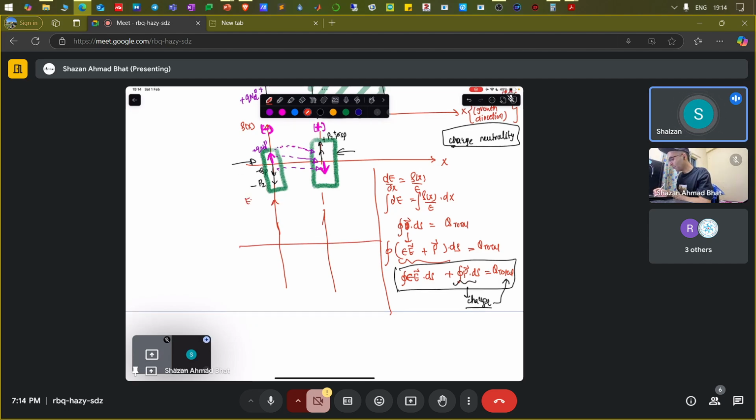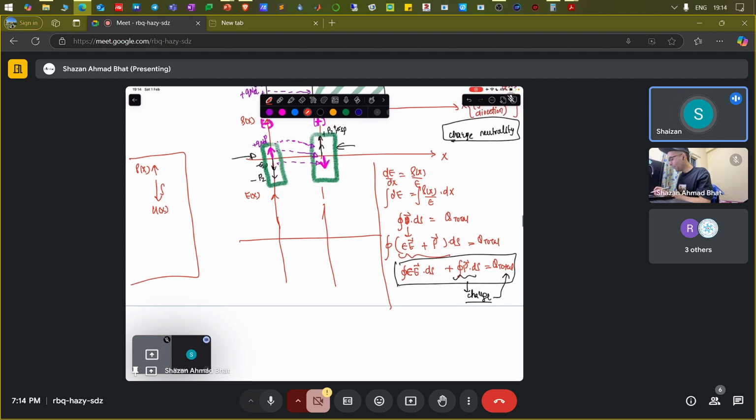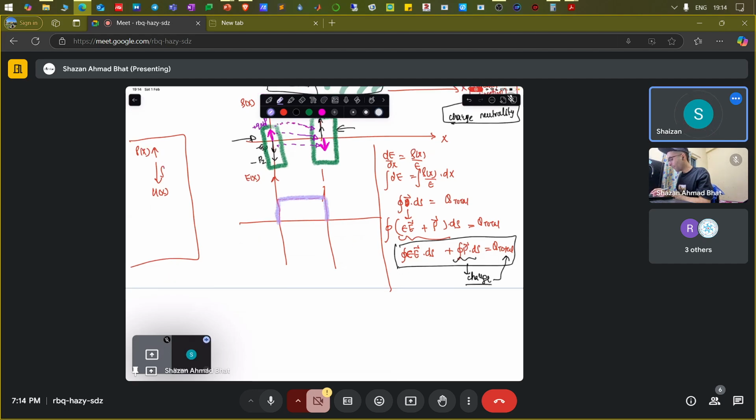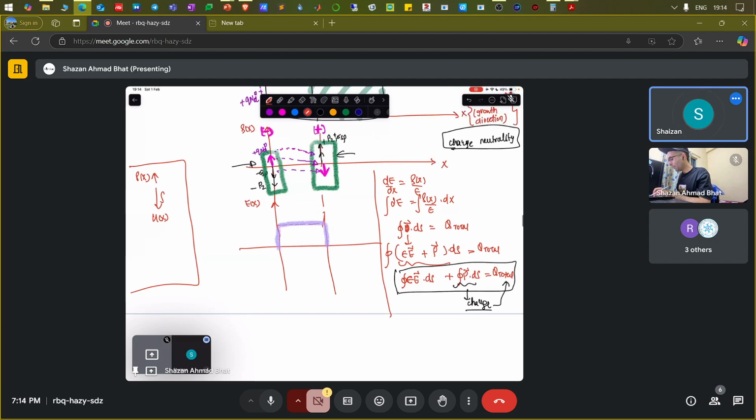If you draw the electric field profile, the electric field is basically the integral of these charges. So if you have a delta function of charge, you integrate it, you get a unit step function. That means the electric field is constant, and it goes like this. Okay, now this is the electric field profile.